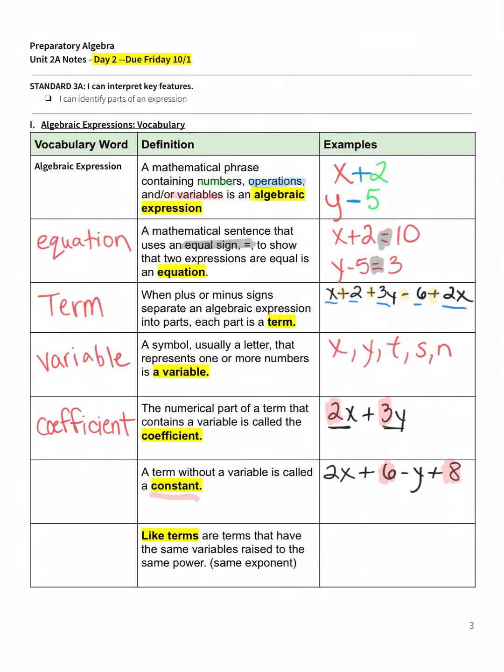So it might seem like, why aren't we just calling them numbers? But we aren't. They're constants. So in an algebraic equation or expression, when we see a plain old number, it is called a constant.